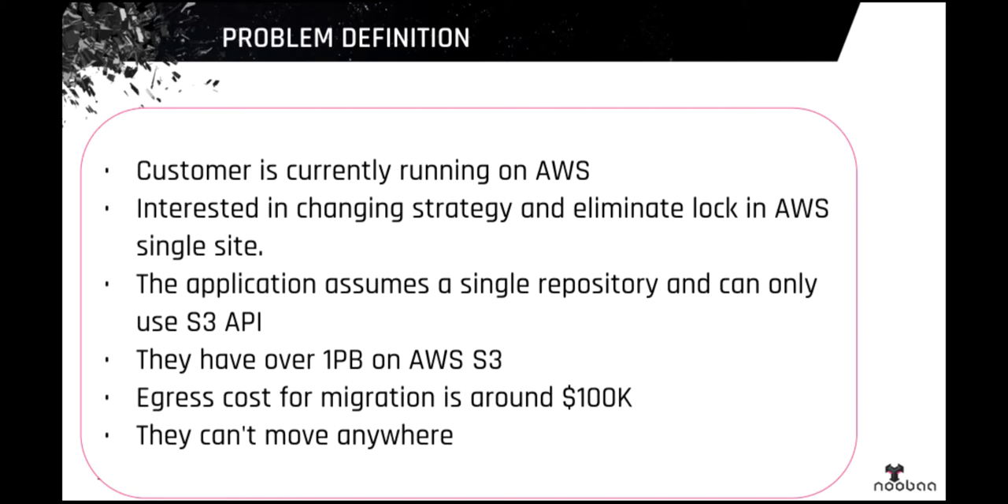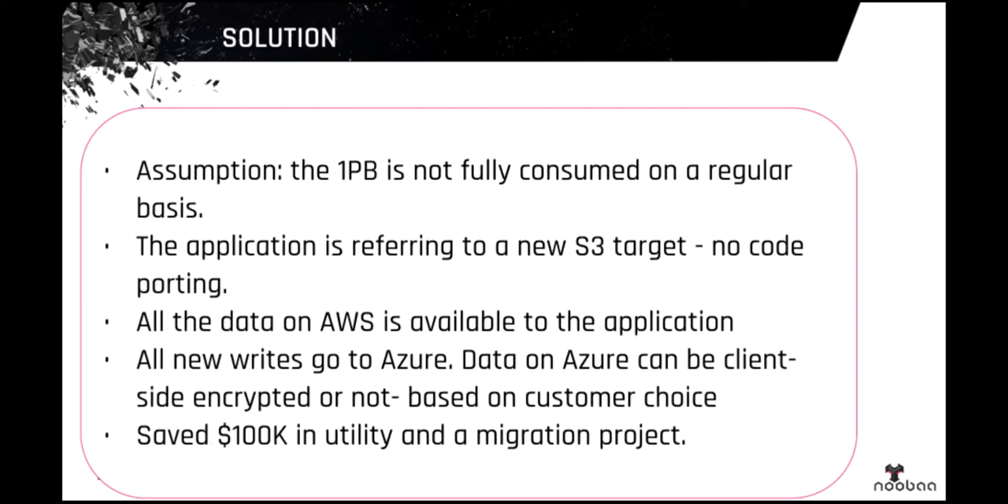This customer can use only AWS S3 API and assumes a single 1 petabyte repository. Just the egress cost would be $100,000. All these assumptions, practically, mean they can't move anywhere. In most of the cases, the dataset is not fully consumed.